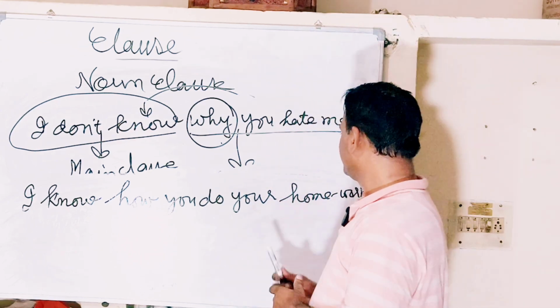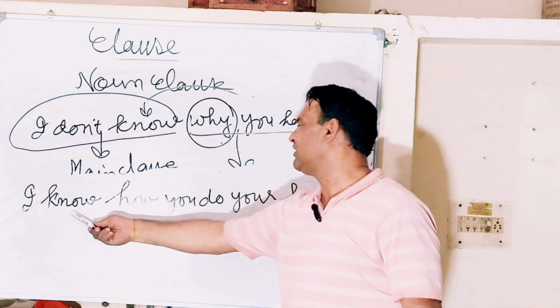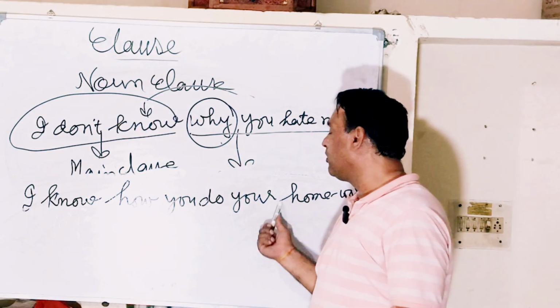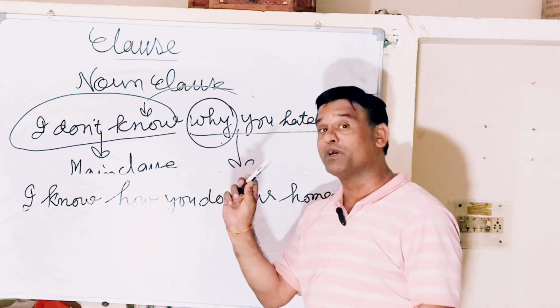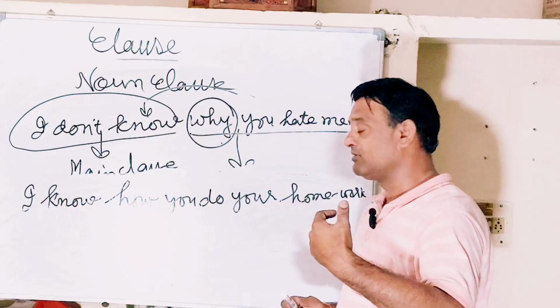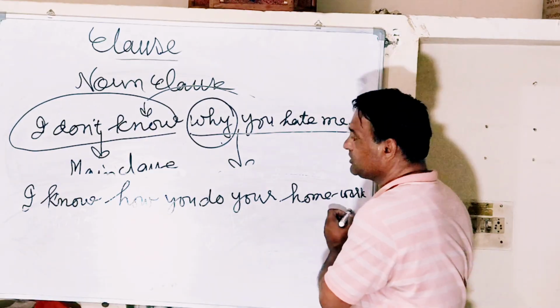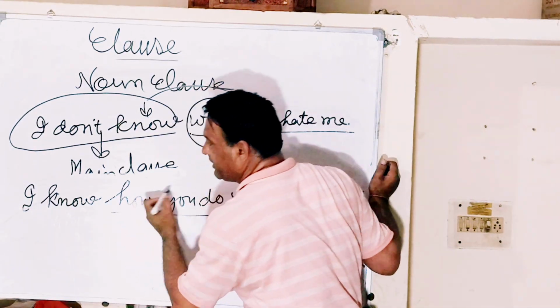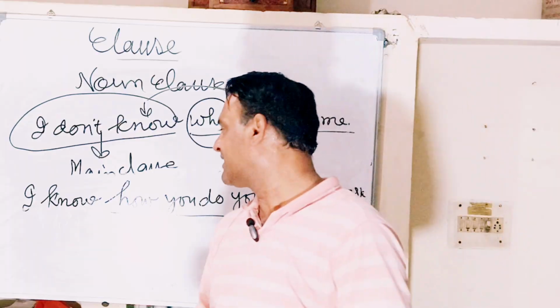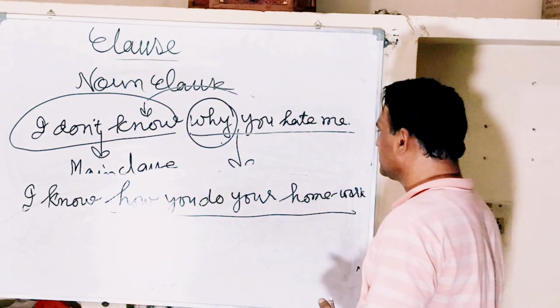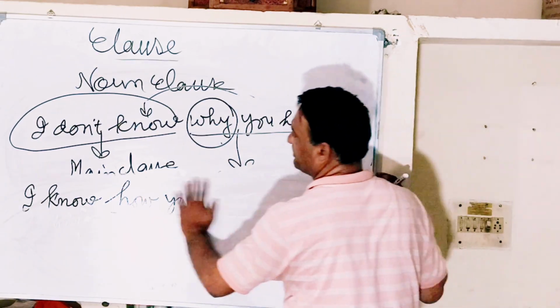सो यहां पे हमें इसे समझना है कि तुम कैसे अपना होमवर्क करते हो. मैं जानता हूं कि तुम कैसे अपना. दिस इज नॉट अ क्वेश्चन. ये क्वेश्चन नहीं है, क्योंकि ये जो सबऑर्डिनेट क्लॉज है ये कभी भी इंटेरोगेटिव नहीं हो सकता है. इट कैन नेवर बी एन इंटेरोगेटिव. लेट अस प्रैक्टिस नेक्स्ट वन.